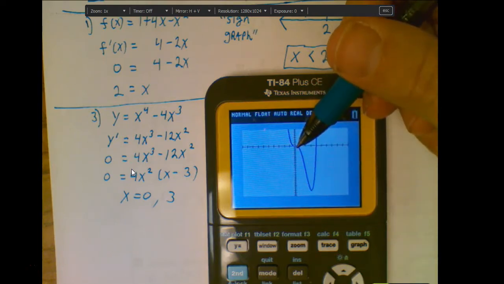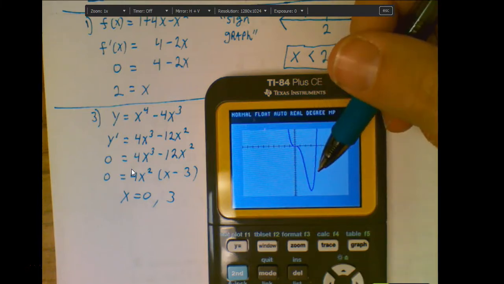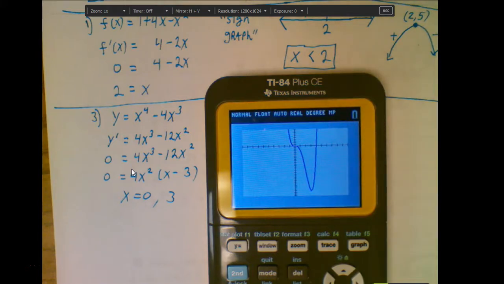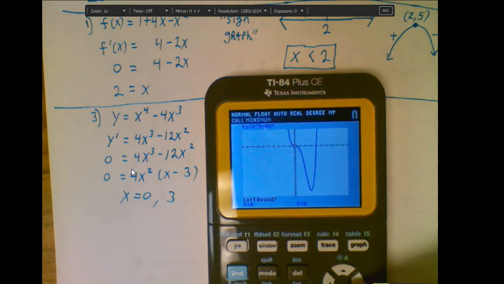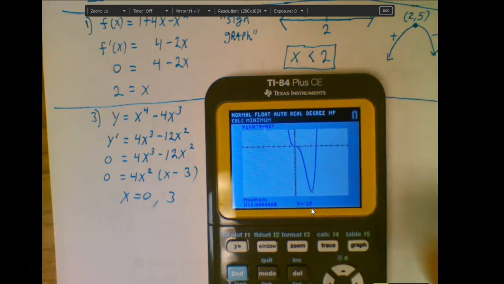Obviously, that is not a minimum point because you went from negative to negative instead of negative to positive. So you got to go from negative to positive in order to have a minimum. So anyway, if I go under Calc, choose minimum, answer those boundary questions. So there's the minimum. So left a couple times, enter. Right a couple times, enter, enter. And there you go. At the point 3, -27, you have your minimum. So that was all done purely on a graph, even without the calculus.